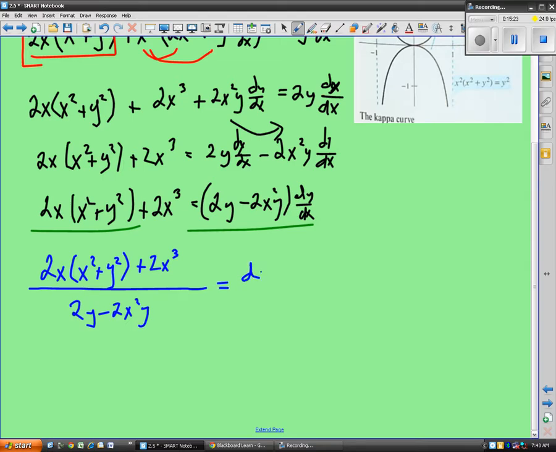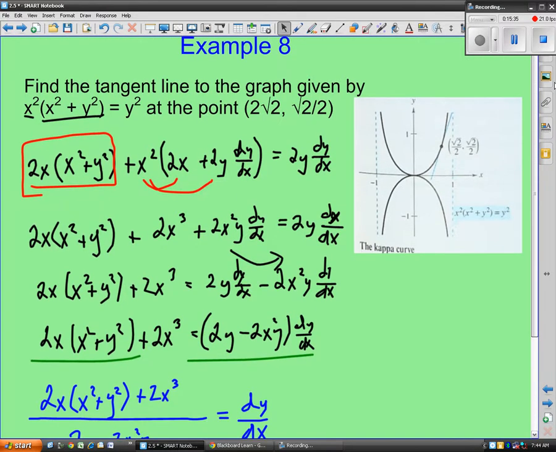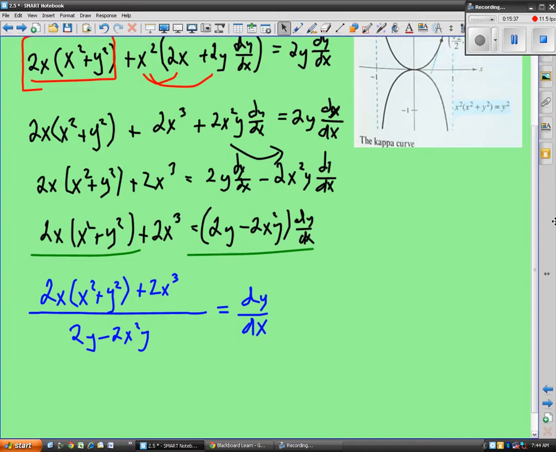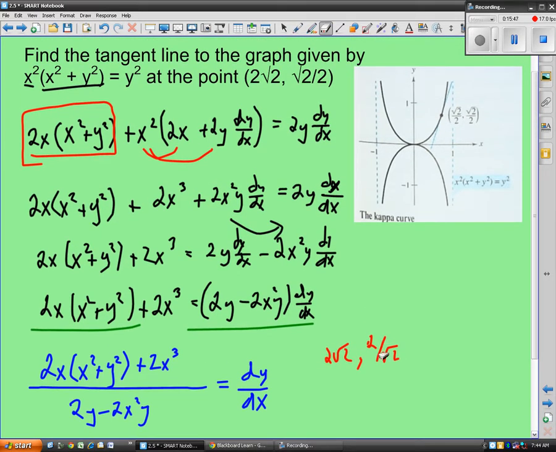And when I do that, now I can go back and plug in the points they gave me to find out the slope, because that's really what I want. So it's 2 root 2 and root 2 over 2. Let's see, 2 root 2 and 2 over root 2, I believe, were the two points. I'm just writing them down here. Oh, it's root 2 over 2. This guy right here is root 2 over 2. I'm just writing them down so I have them, because I don't need to be looking back every time. So now I'm going to plug them in.